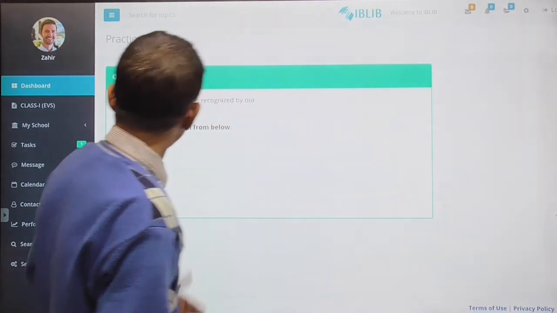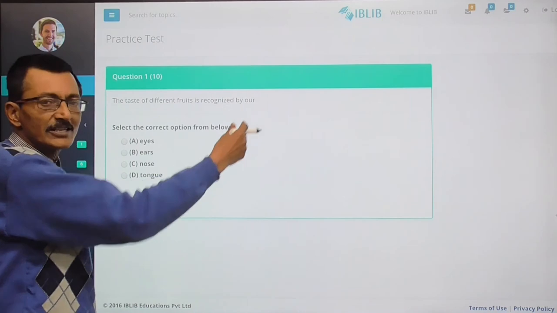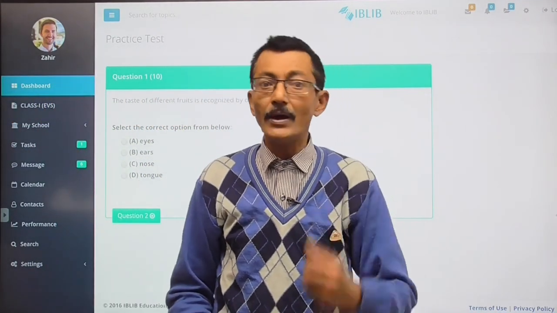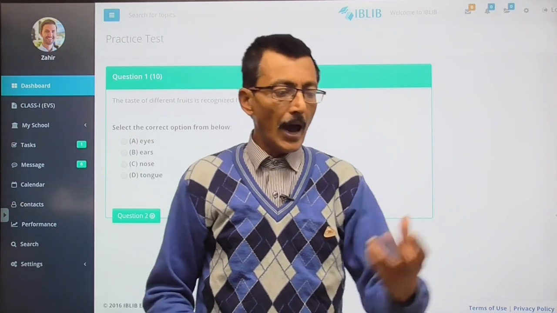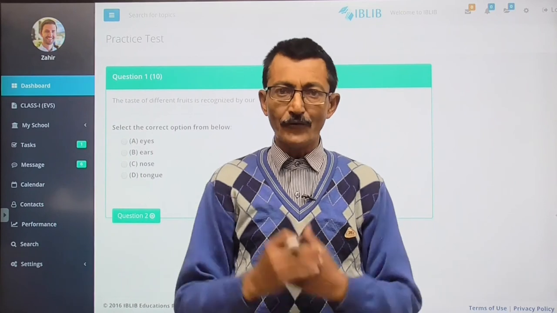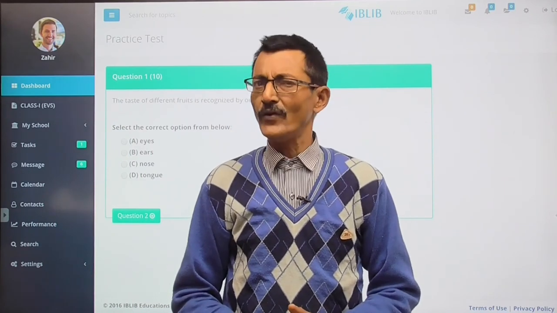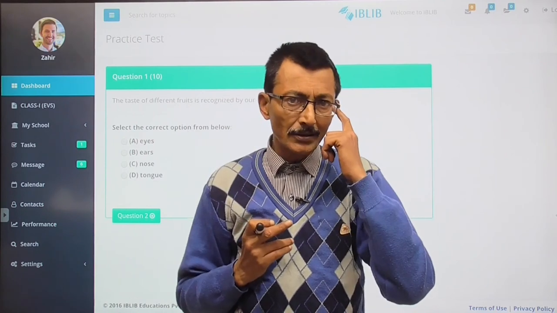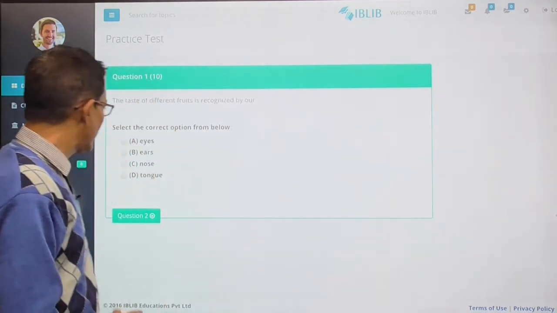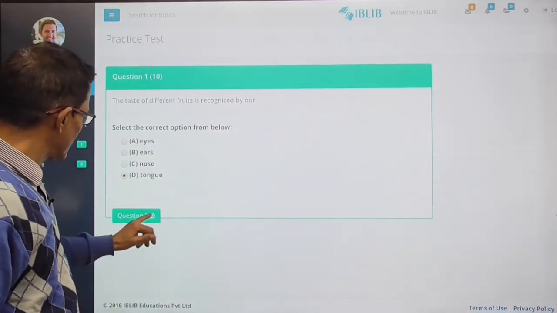Okay, the first question is here. The taste of different food is recognized by our? A very simple question. You are having a mango, an apple, a banana and some grapes. You eat all the fruits. And the taste you are going to get from where? Your ears, your eyes? Or from your nose? The correct answer is tongue. Tongue is the correct answer.